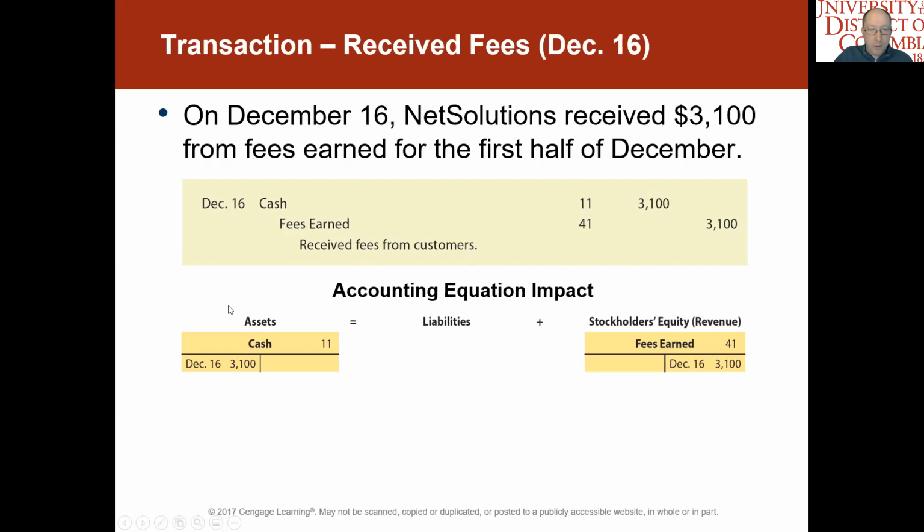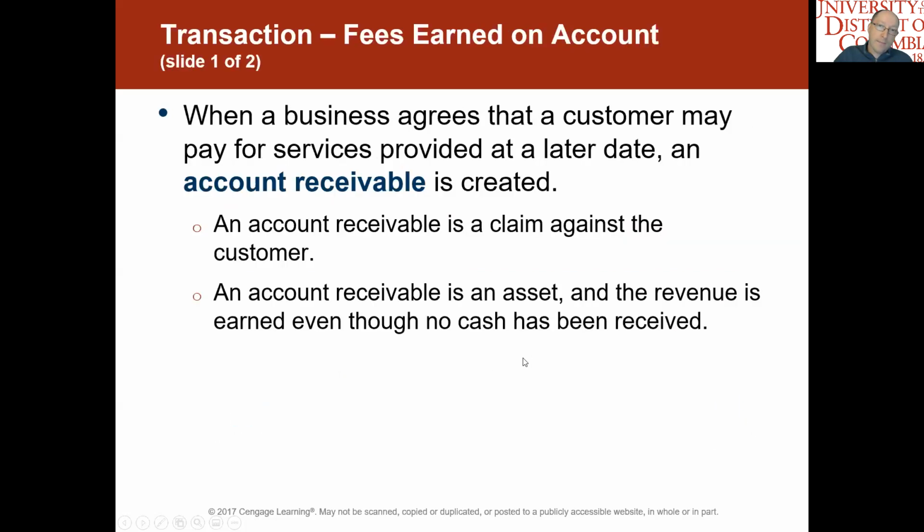The impact on the account, we debit our cash to increase our cash $3,100, and we are going to credit $3,100 for fees earned to increase our revenue. Okay, so what to know about that transaction?